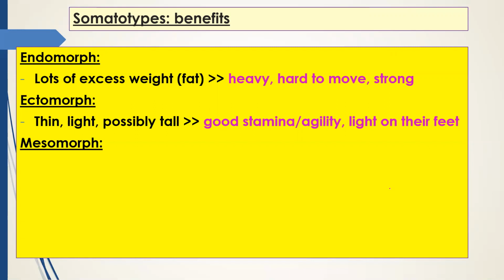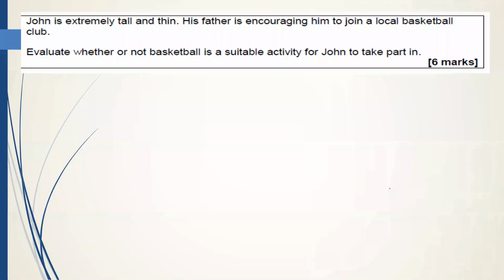Finally, mesomorphs. Depending on what your example is, the key thing is for the muscular individuals, you can link that into lots of different fitness components. So they're likely to be strong, powerful, and have good speed. All of those things you could then link into sporting examples from whichever sport you choose to select.